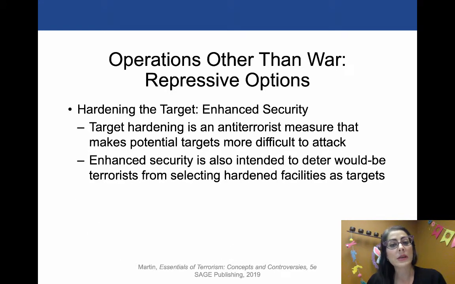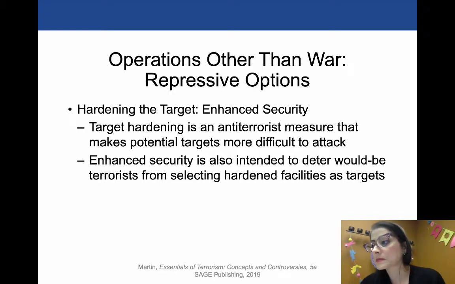Okay, hardening the target, enhanced security. Target hardening is an anti-terrorist measure that makes potential targets more difficult to attack. Enhanced security is also intended to deter would-be terrorists from selecting hardened facilities as targets.